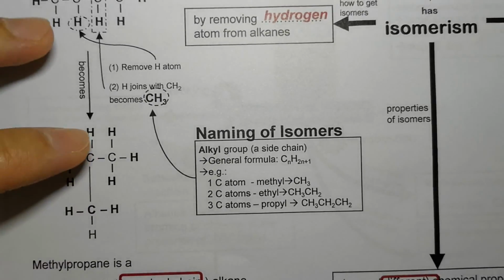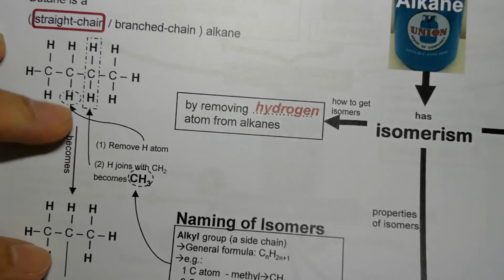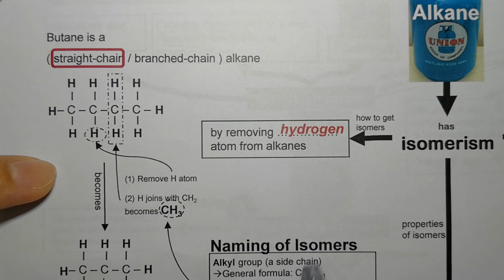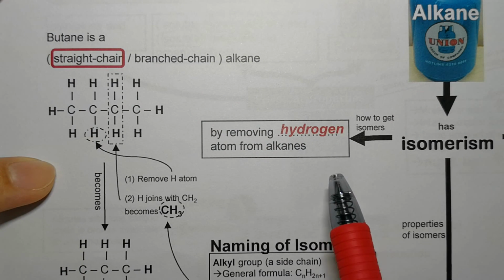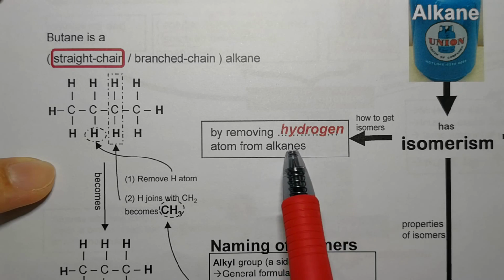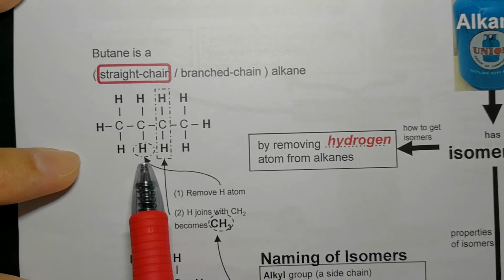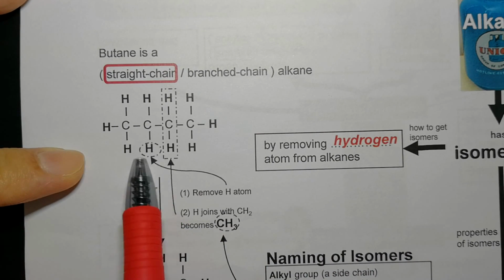Now, how do I get the isomers? It has several steps, but the most important step is removing a hydrogen atom from the alkane. So for example, in this case, I remove the hydrogen atom.